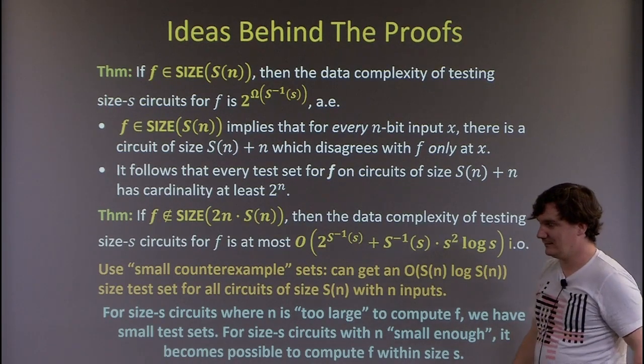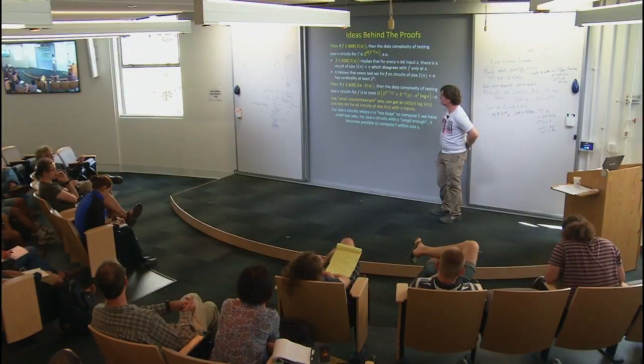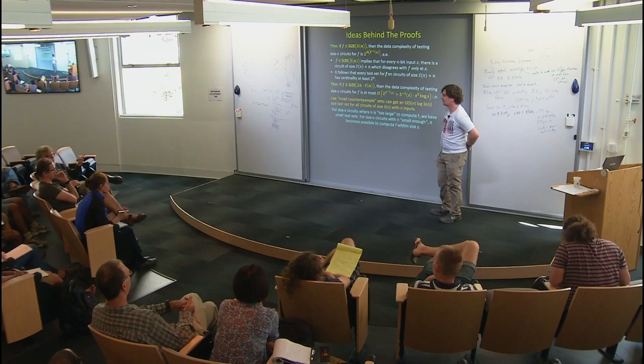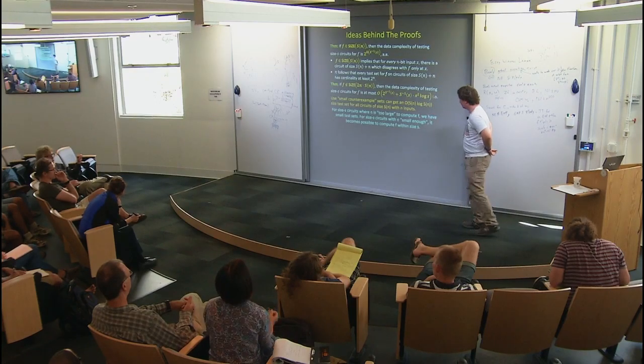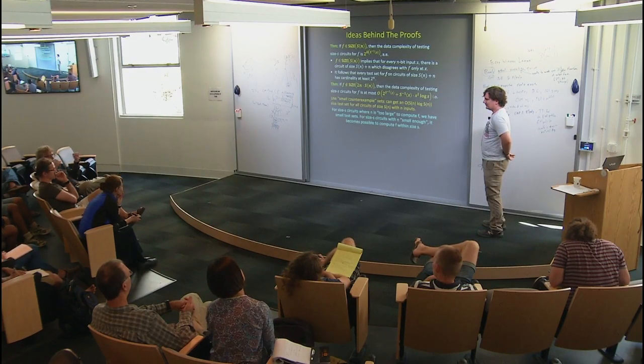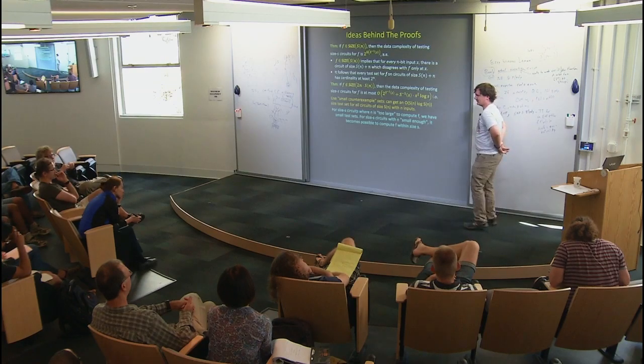Yeah? Could you relate this to the VC dimension of size S circuits? So basically, the VC dimension of size S circuits is about S log S. And so there's a set of inputs on which knowing the values on that input determines exactly which function it is, if it is computable by size S. Yeah, I mean, it's something like that.